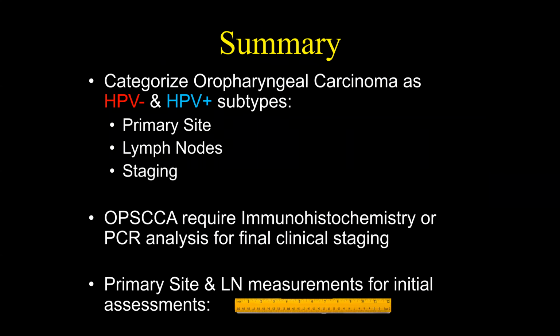So in summary, what we did over the last 20 minutes is that we reviewed oropharyngeal carcinoma and specifically went over the HPV negative and HPV positive subtypes. We talked about the primary site, the lymph nodes, and staging. Remember, oropharyngeal squamous cell carcinomas require immunohistochemistry or PCR analysis for final clinical staging. And if you are in a private practice or in a frontline area, you may not have this information when those studies come past your desk.